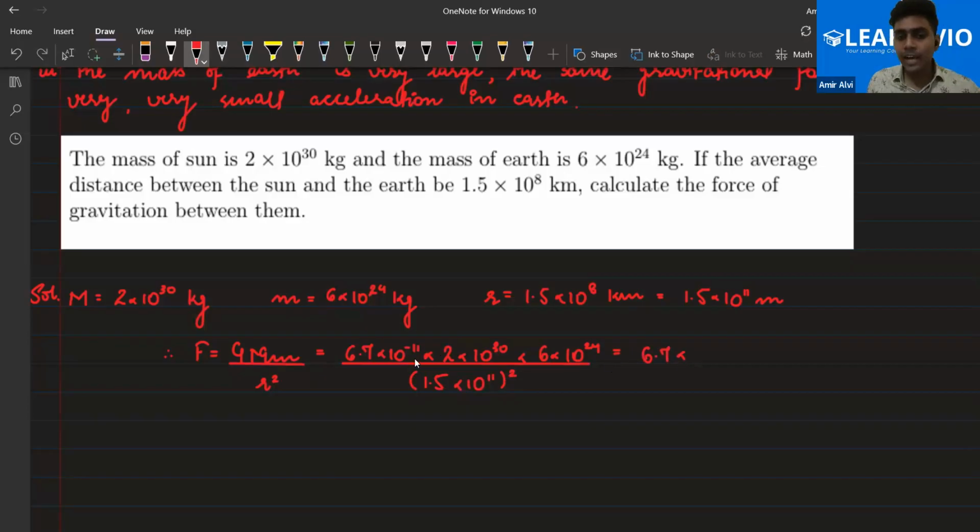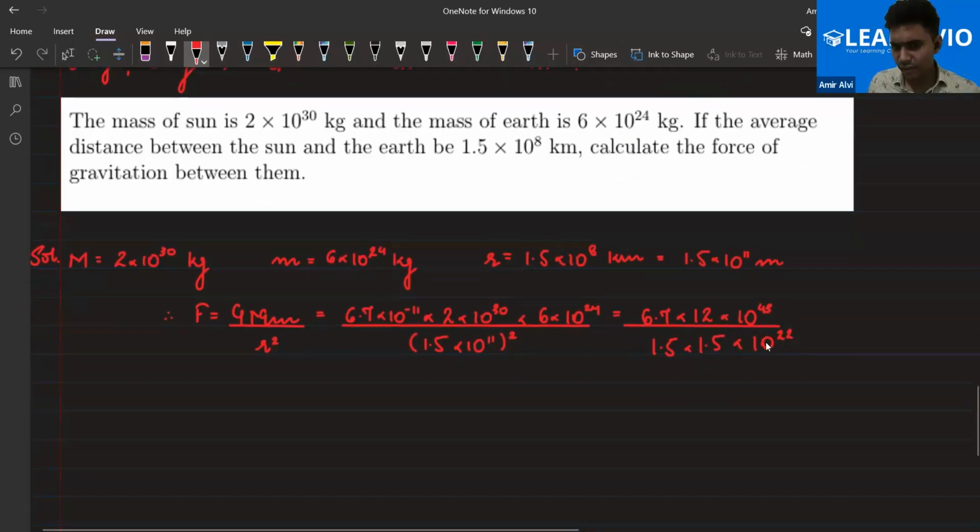See this thing, 6.7 into, add all the values that have 10 raised to the power. 10 to the power minus 11. See, 30 plus 24 is 54, 54 minus 11 is 43. 2 into 2 into 6 would be 12 into 10 to the power 43, divided by 1.5 into 1.5 into 10 to the power 22. The square of 10 to the power 11 is when you square it, the power gets multiplied. Exponential law. Yes, sir.